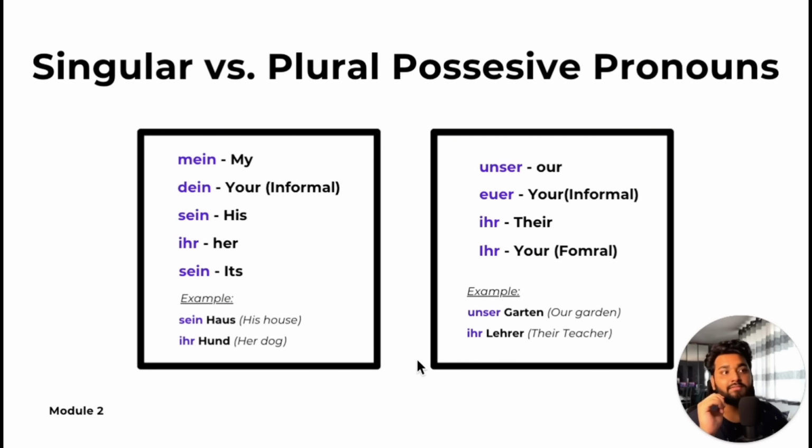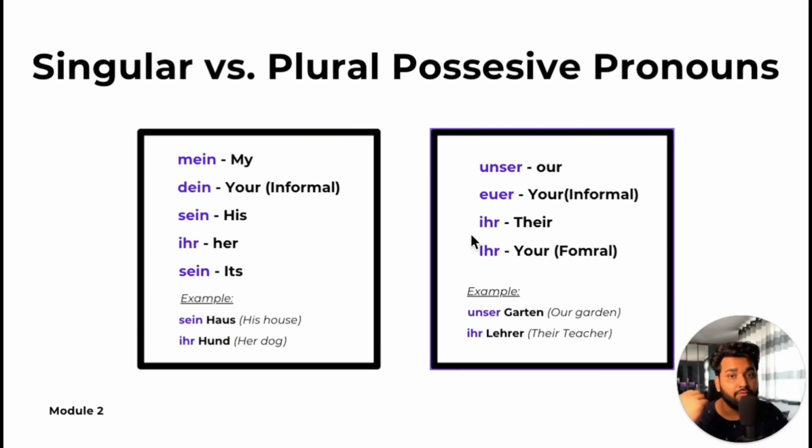So here is singular versus plural possessive pronouns. Mein, dein, sein, ihr, sein. These are the singular possessive pronouns. Mein, my, dein, your informally, sein, his, ihr, her, sein, its. These are the singular, like one person. For example, sein Haus, his house. Ihr Hund, her dog.